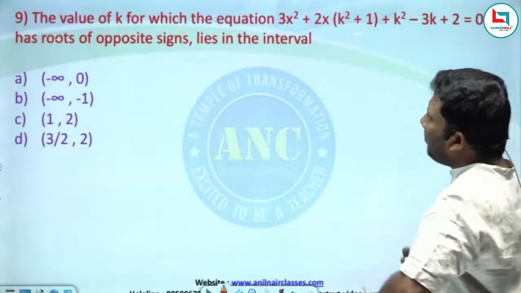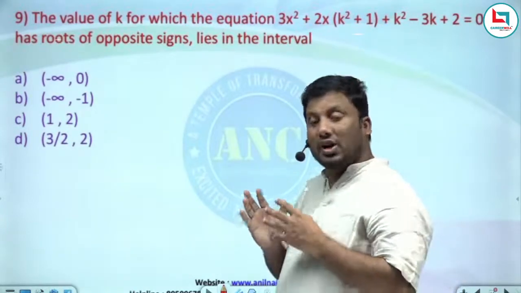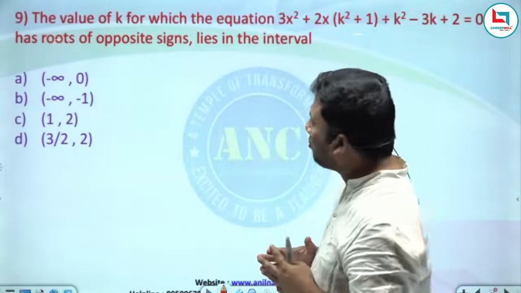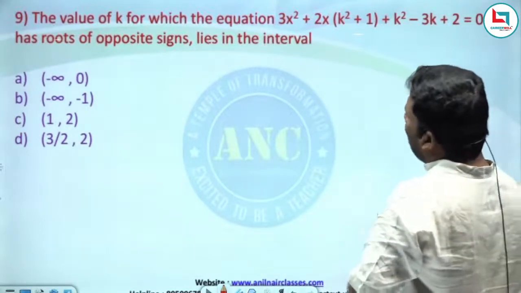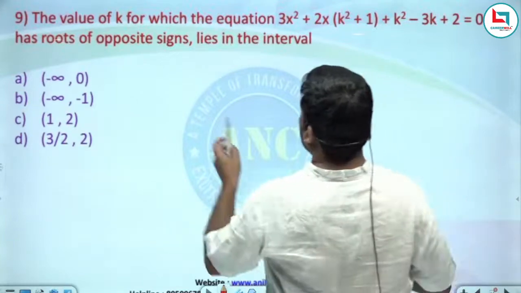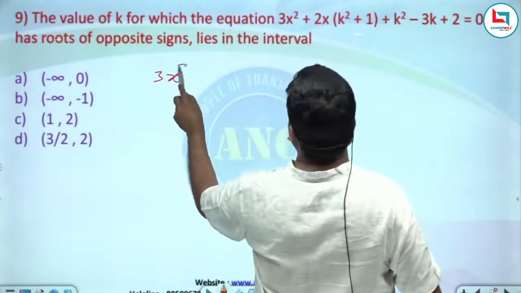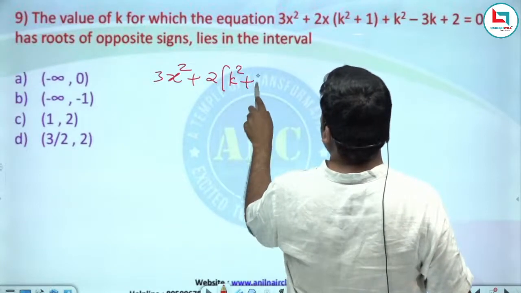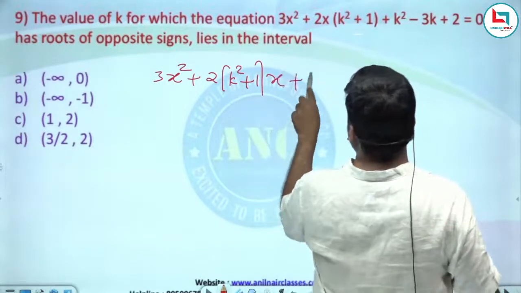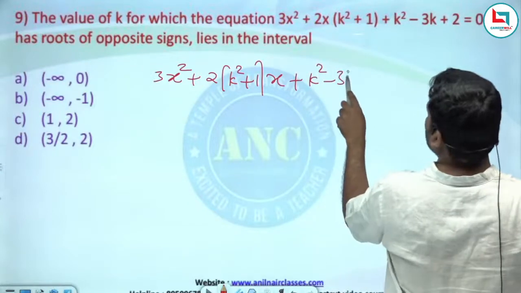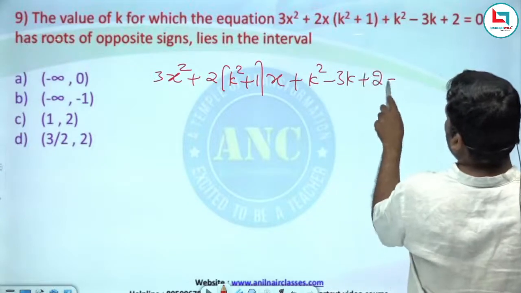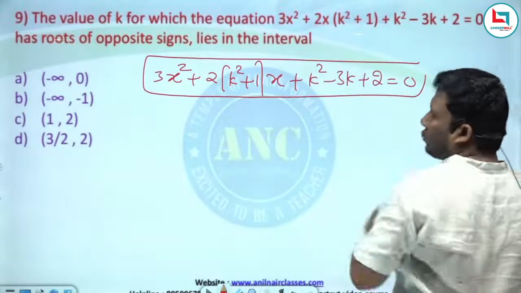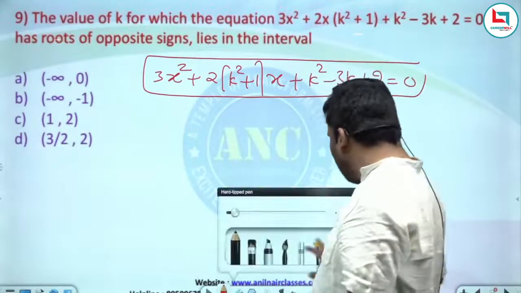8th one. Now, these kind of questions are very, very important in your examination. Listen carefully from 9th onwards. The value of k for which the equation 3x square plus 2 into (k square plus 1) into x plus k square minus 3k plus 2 equivalent to 0. This is a quadratic equation, ax square plus bx plus c equivalent to 0.